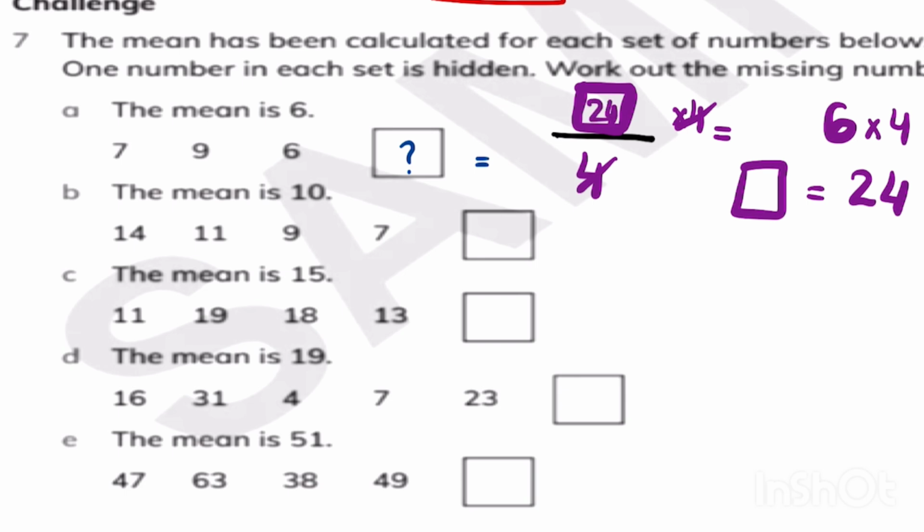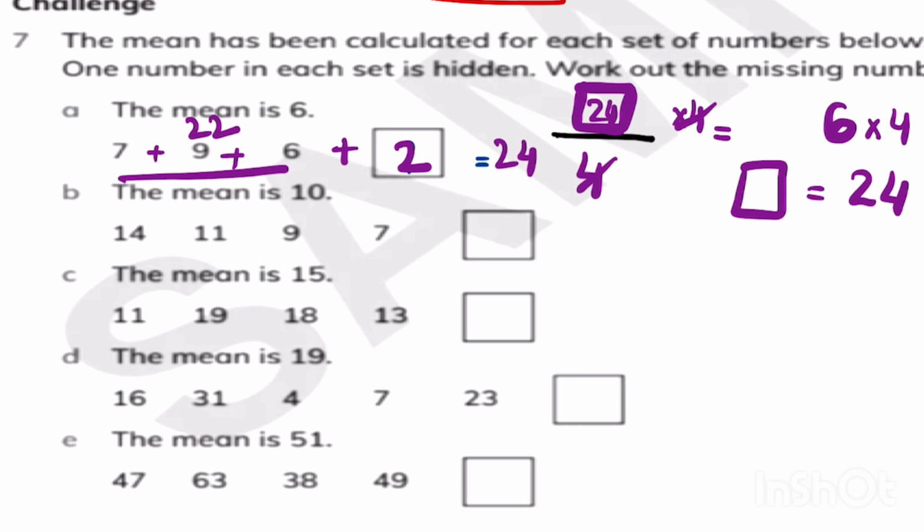When I know that the sum of all numbers is 24, it's easy for me to find the missing number. When I subtract all numbers from 24, I'll get the last number. Let's say these three numbers equal 22 and I have to reach 24. So 2 must be the last number.